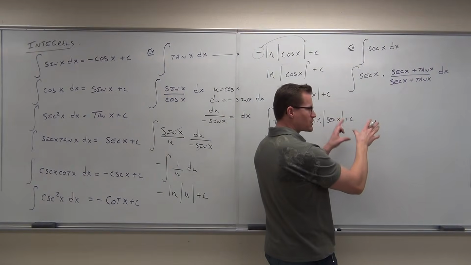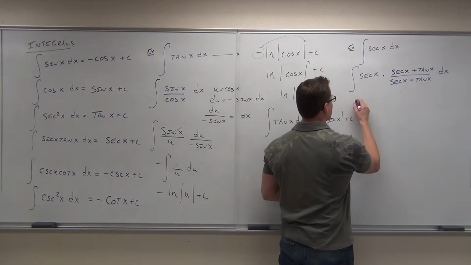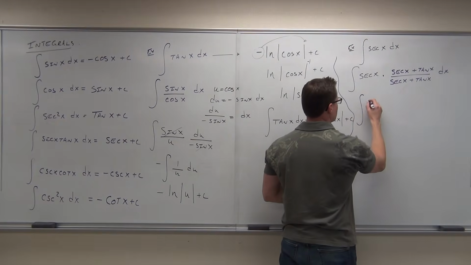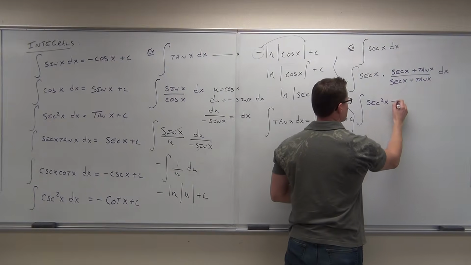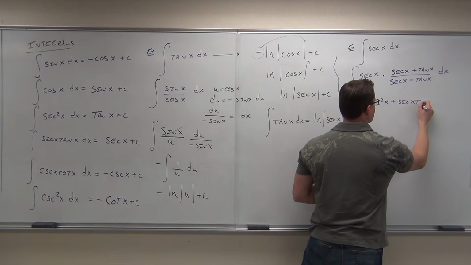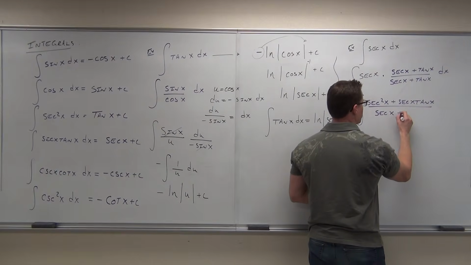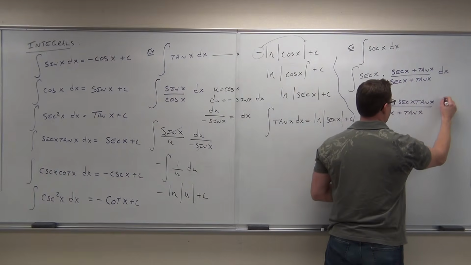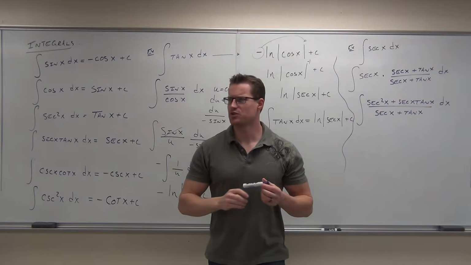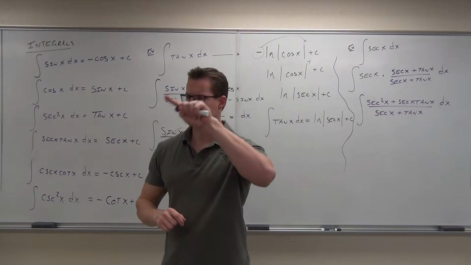You're going to see it right away as soon as we distribute this numerator. Notice numerator gets distributed, denominator does not. So we have here secant squared x plus secant x tangent x. You guys okay with the distribution? Yes, no? Yeah. Secant squared, secant tangent.